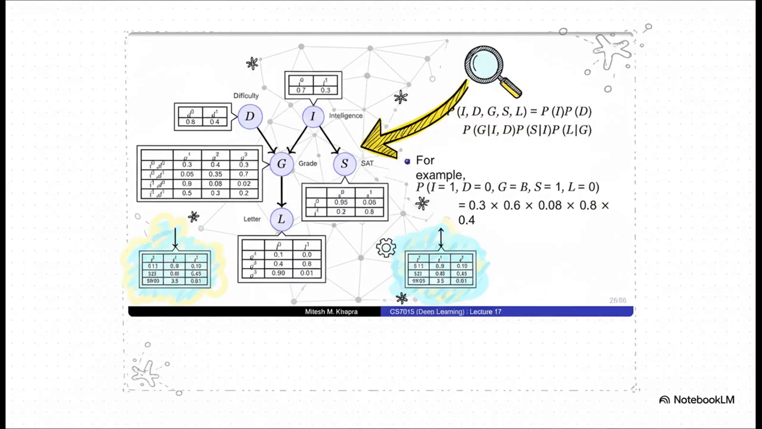So, how do we calculate the probability of a full scenario now that we don't have the big table anymore? Well, this is the elegant part. As the formula at the top shows, the joint probability of all 5 variables is simply the product of the individual conditional probabilities. Let's walk through the example here. We want to find the probability of this exact outcome: I equals 1, D equals 0, G equals B, S equals 1, and L equals 0.